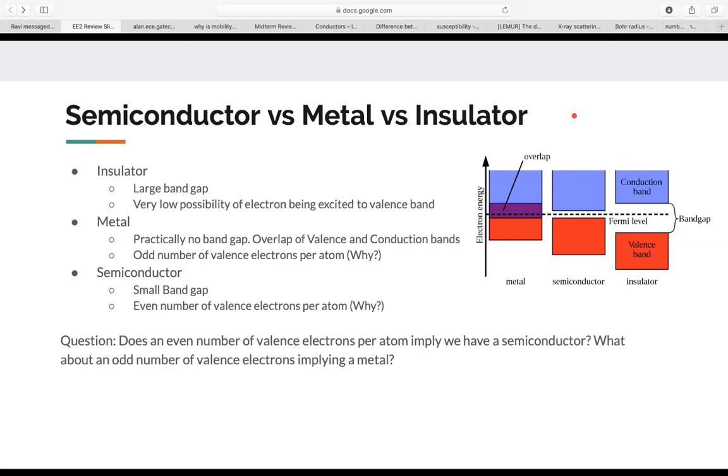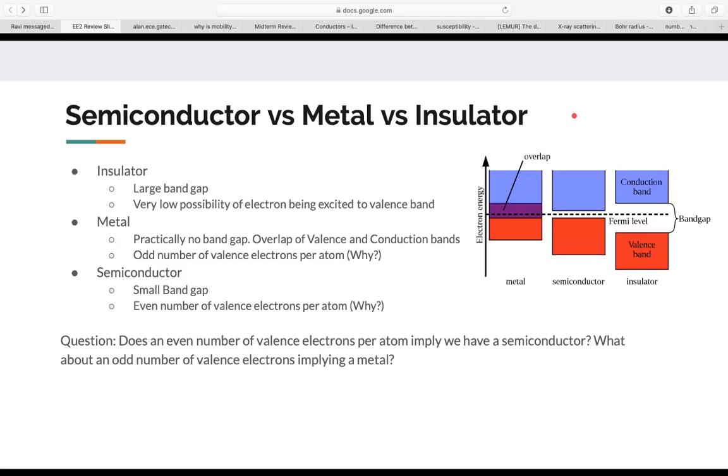So, semiconductor versus metal versus insulator. The difference between an insulator and a semiconductor is that the insulator has a very, very large band gap, so it's very unlikely that something from the valence band will get excited up to the conduction band. For the semiconductor, there's a much lower band gap, meaning that it's easier for something in the valence band to get excited up to the conduction band. In the metal, there's practically no band gap. The valence and conduction bands are practically on top of each other, and electrons can basically move freely between them.